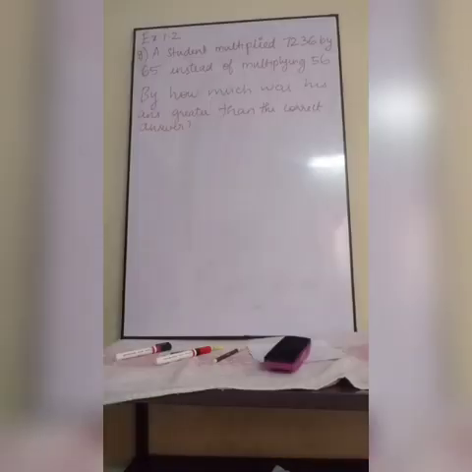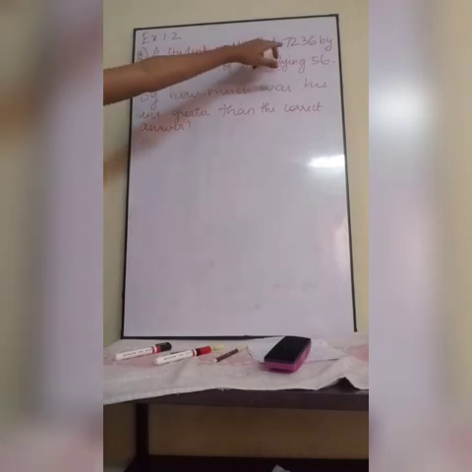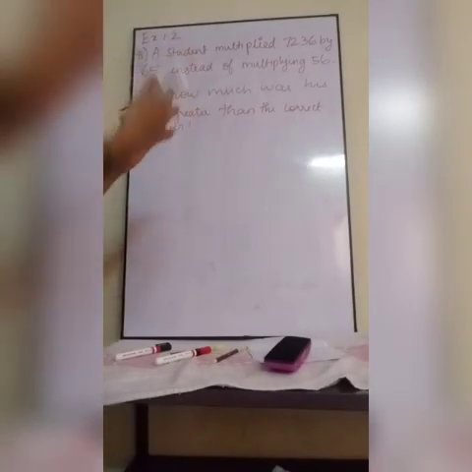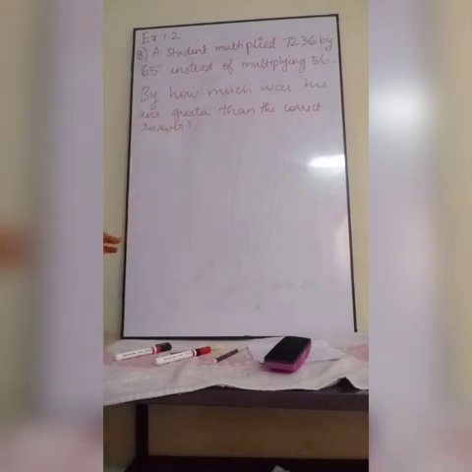Next is your 8th question. In the 8th question, a student multiplied 7,236 by 65 instead of multiplying by 56. If I give you something related to this, many students will do this wrong. When we are doing some operation, you misunderstand the value and do it wrongly. That is the case with this student also.